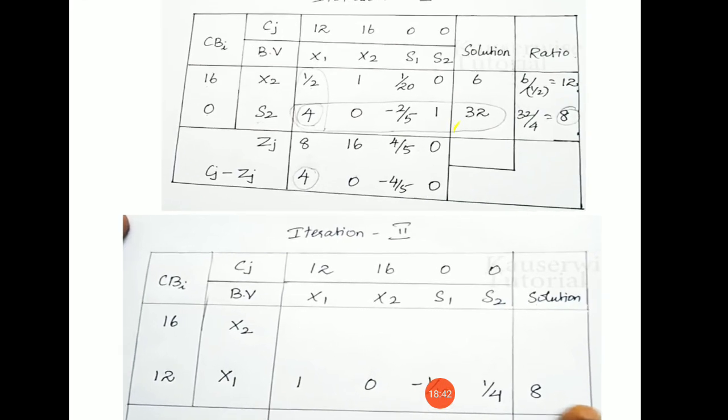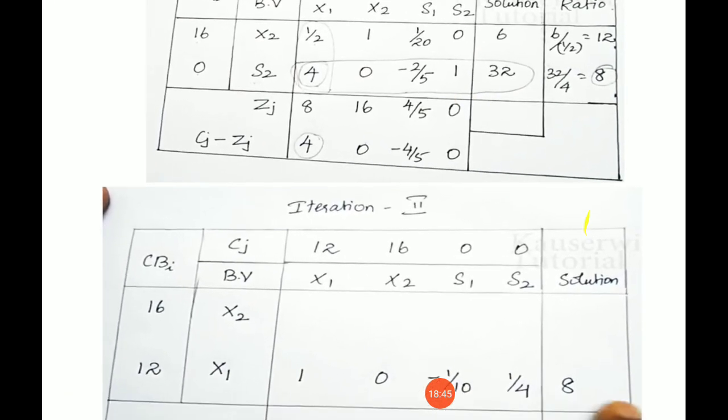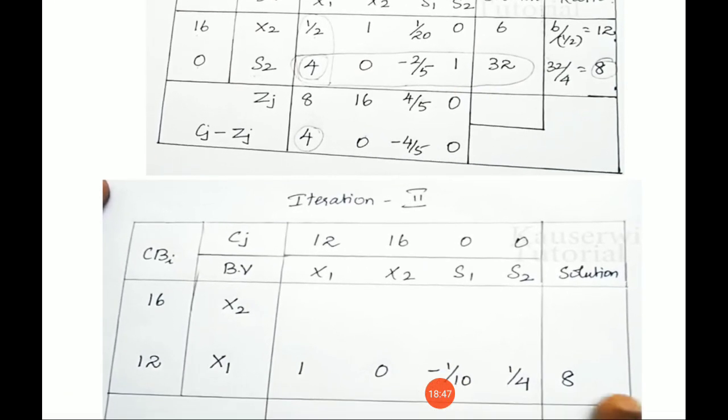Next element is minus 2 by 5. Minus 2 by 5 is the old value for the third element in the x1 row of the iteration 2 table. So the solution is minus 2 by 5 divided by 4, which is equal to minus 1 by 10. Similarly, the fourth element will be obtained as 1 by 4 and the fifth element is 8.